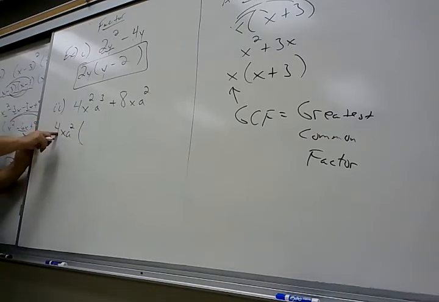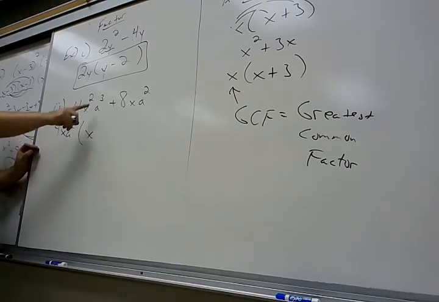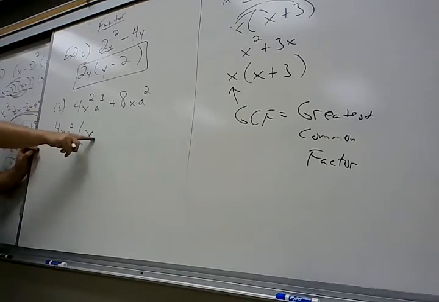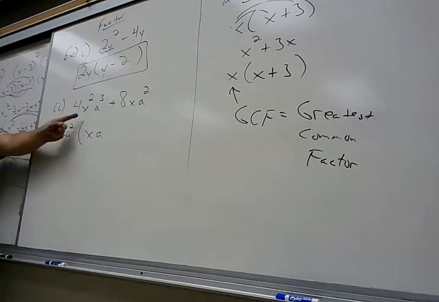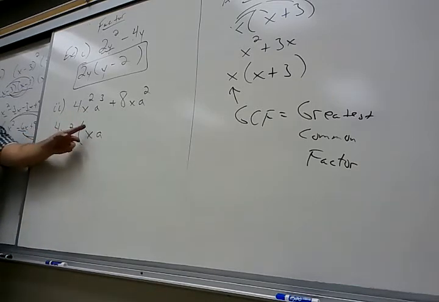So he had a 4, I took it. He had 2 x's, I took 1, so how many x's are left? He had 3 a's, I took 2 of them, so he's got 1 left. Aren't there 2 x's left? He had 2 x's, right? Right. How many did I take? 1. So how many can be left?